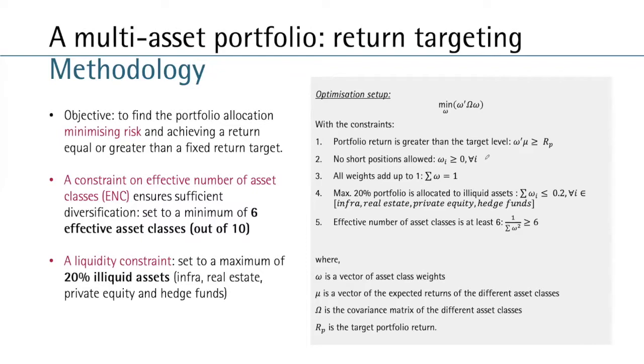There are two simple constraints also included. So no short positions should be allowed, and it's a full investment, so all weights should sum up to 1. In addition, we have added two explicit constraints in this exercise. One is on illiquidity, and we allow only 20% of the portfolio to be allocated to illiquid assets. That's a combination of 5 asset classes. So infra equity and debt, real estate, private equity, and hedge funds. So we say that these 5 asset classes combined shouldn't exceed more than 20% of the portfolio. And then we have a diversification constraint also in this setup that the effective number of asset classes in the portfolio should be at least 6. And that's out of the 10, that's the maximum possible.